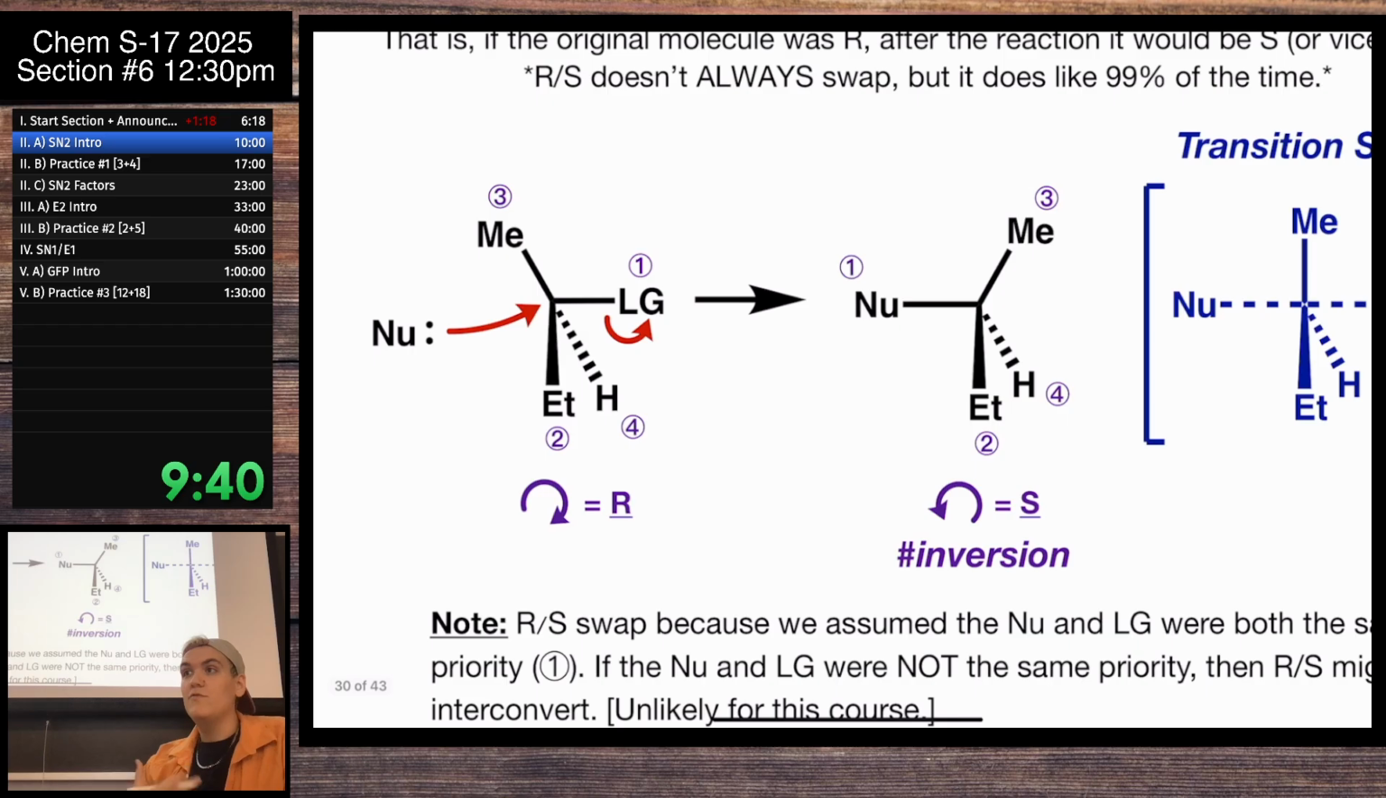We can check that we inverted our stereochemistry using our R and S skills from lecture 4. So if we label 1, 2, 3, trace it clockwise, it's R.